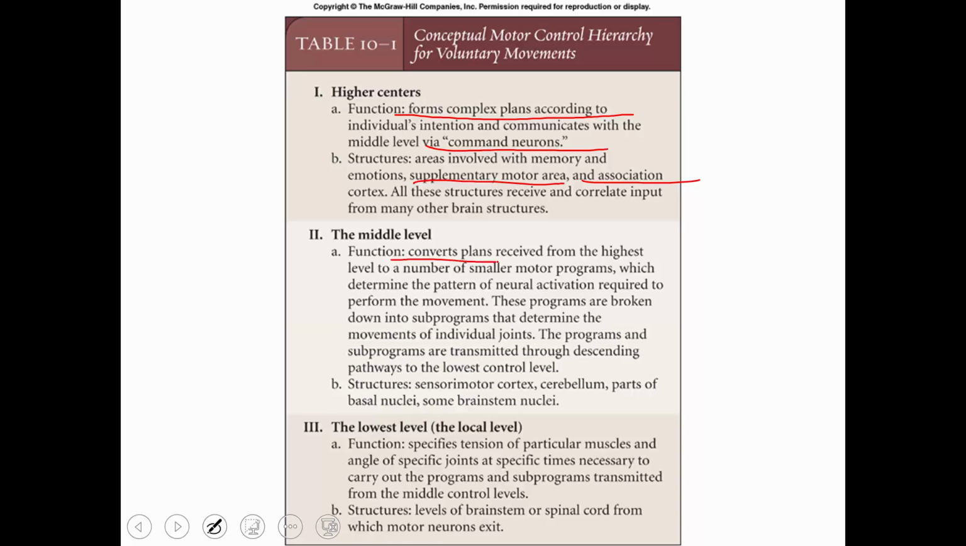So the middle level, here's the plan. How are we going to convert it into smaller programs or even smaller, you might call them subroutines? How are we going to activate the muscles? What position do we need our joints to be in? That sort of thing. So sensory cortices, cerebellum, basal nuclei, and some brainstem nuclei. And then the local level is actually activating the muscle and actually getting the job done, carrying out the plan. So all our spinal reflexes would be located on the lowest level as well.